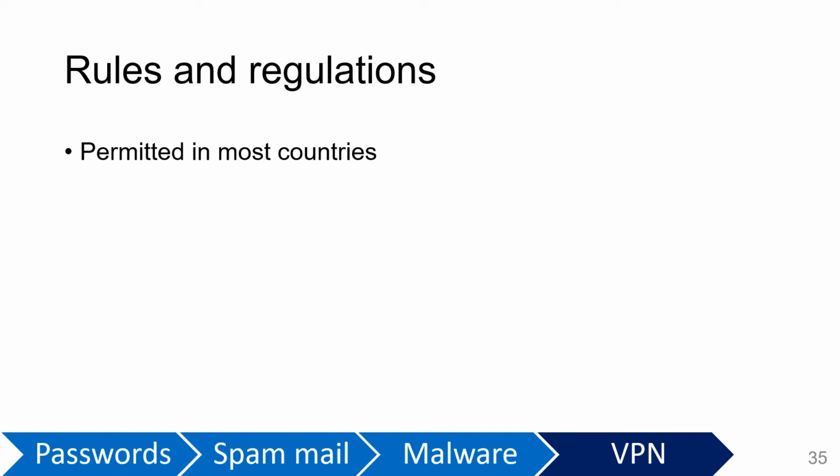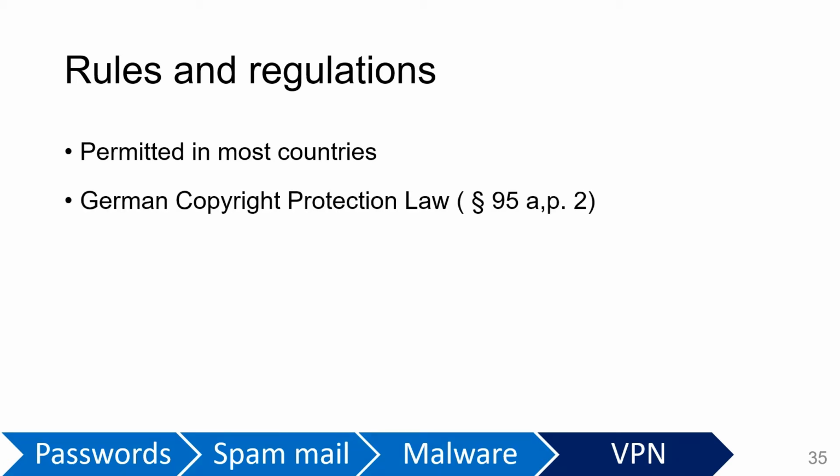But what about bypassing a geolock? In Germany, you can bypass geolock even if you are not allowed to bypass technical safeguards. Article 95a, paragraph 2 of the German copyright protection law stipulates that this barrier needs to be installed by the owner of the copyright material.